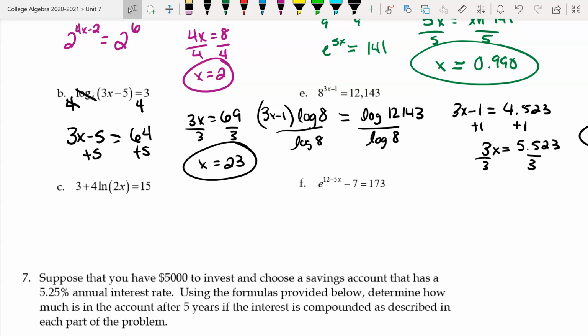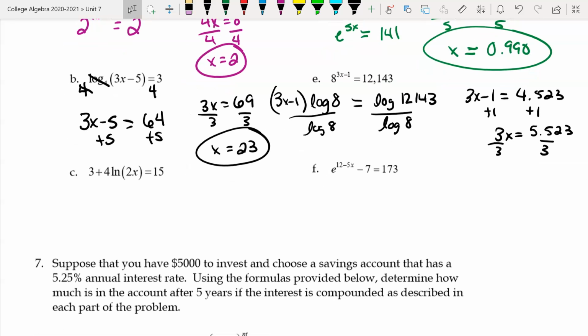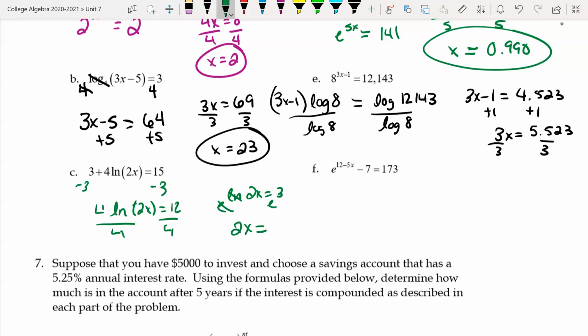Next one, 3 plus 4 natural log of 2x. Okay, I'm going to subtract 3. You get 4 natural log of 2x equals 12. I'm going to divide by 4. Natural log of 2x equals 3. Remember, you take e to get rid of natural log, so I have 2x equals e to the third. We're going to leave it like that until we can type it into our calculator and then divide both sides by 2 to get 10.043.